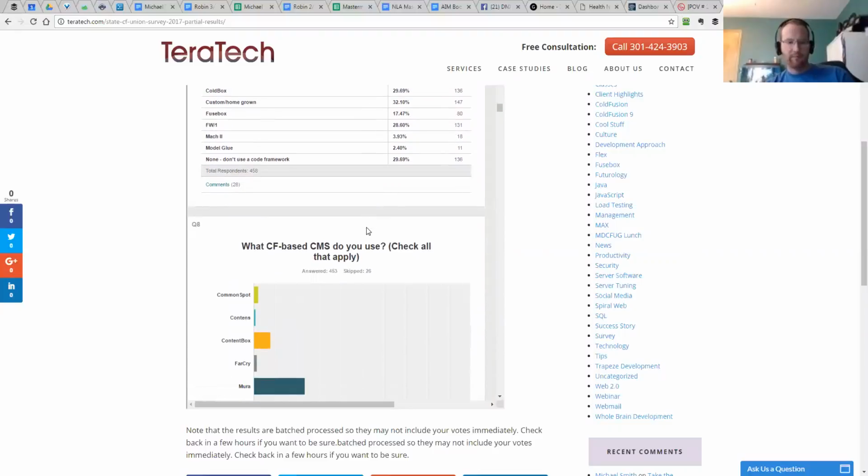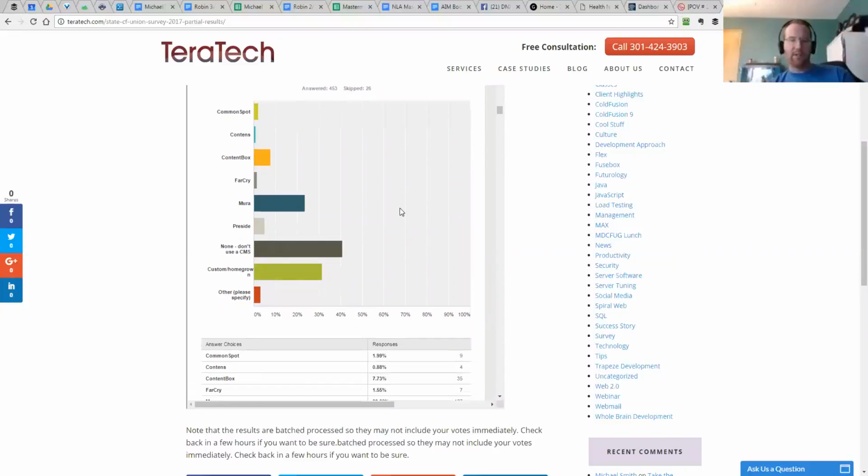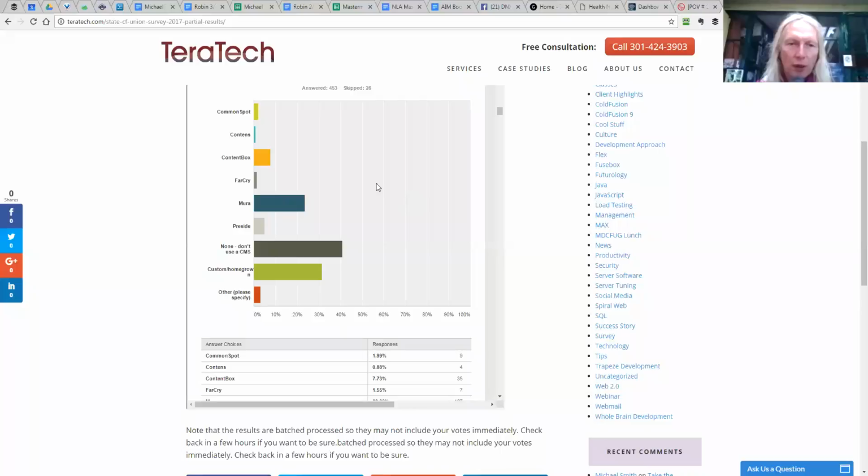All right. So CMS is content management systems. Yeah, and we broke this out into a separate question this year. It used to be kind of mixed in with the framework question. Yeah, I think it makes more sense separate. That's a great suggestion that you or someone else there made.